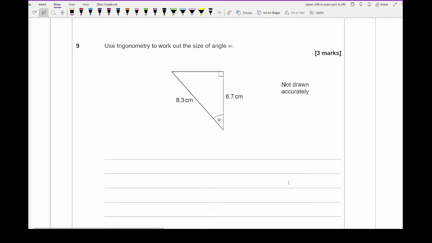Moving on to question 9, it says use trigonometry to work out the size of angle W. So the first thing we need to do with trigonometry is we recognise it's a right angle triangle, so we're going to be using SOHCAHTOA trig. So for this, what we need to do is label the triangle.